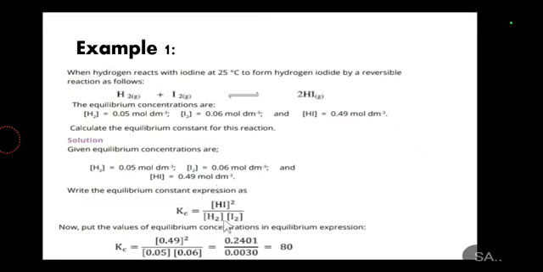You simply represent this Kc and put the value of the molar concentration. Then you will get the equilibrium constant for this reaction as 80, and there will be no unit for this Kc, since the number of moles of reactants are cancelling with the number of moles of products, since they are equal.